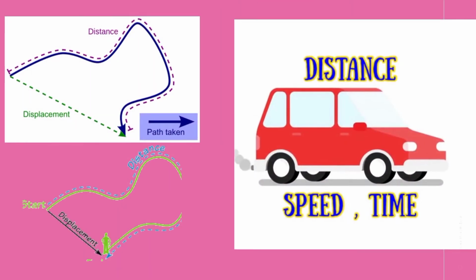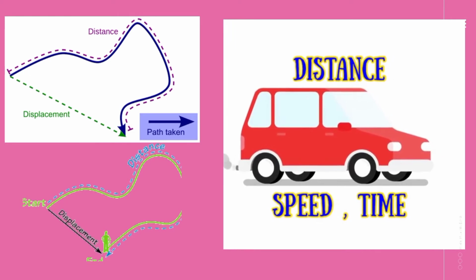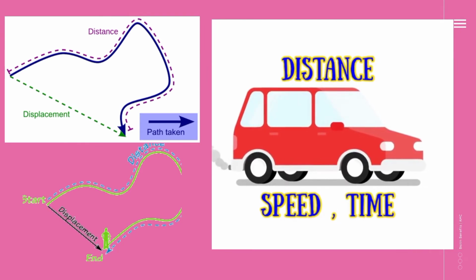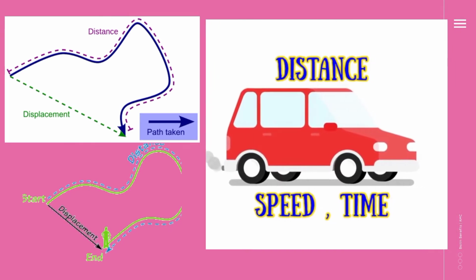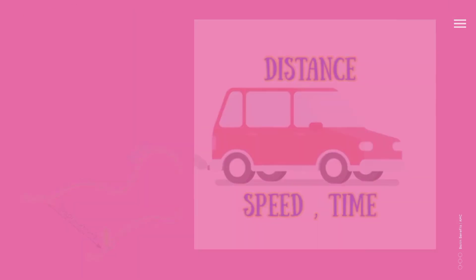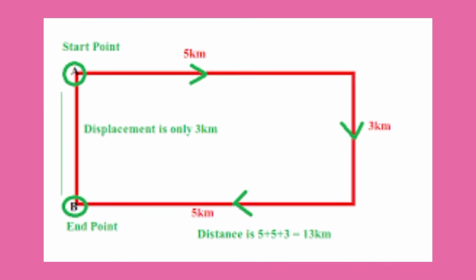Why? Because distance is simply the movement of a body probably from one point in space to another without reference to its direction. But displacement, on the other hand, talks about the direction that body is moving to. Let's take, for example, a body traveling from point A to B.